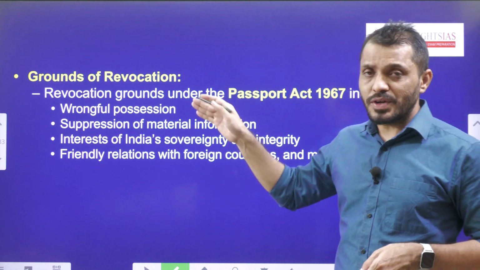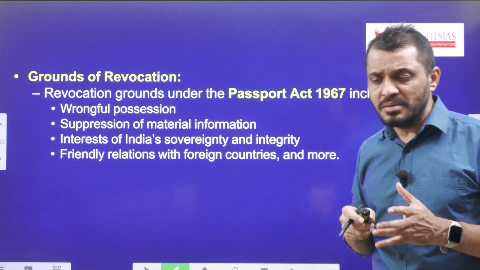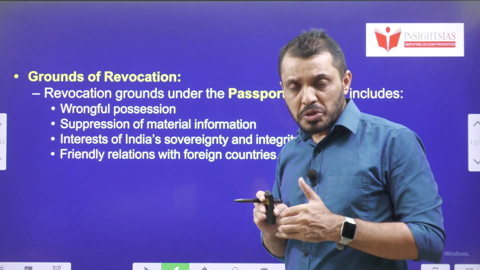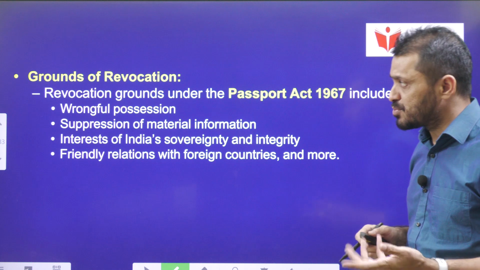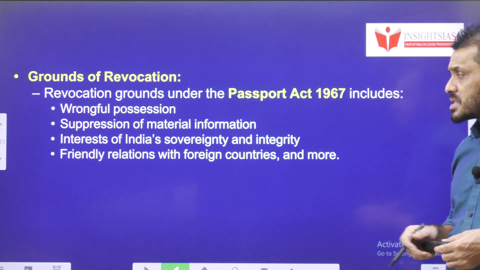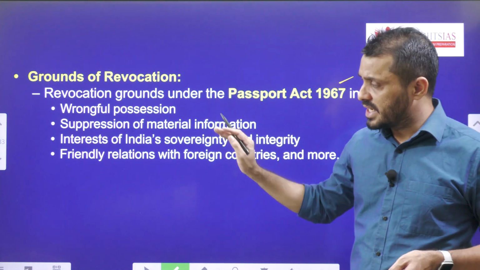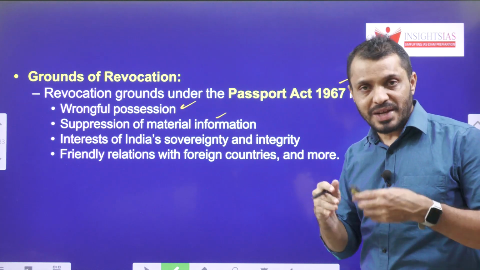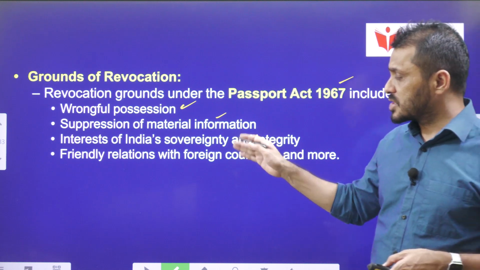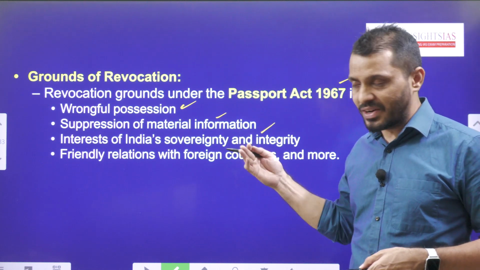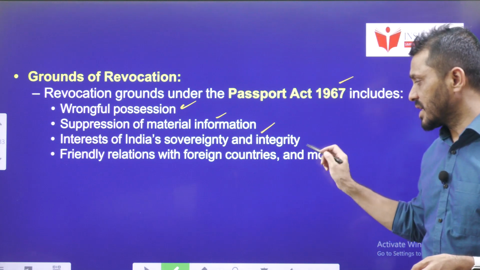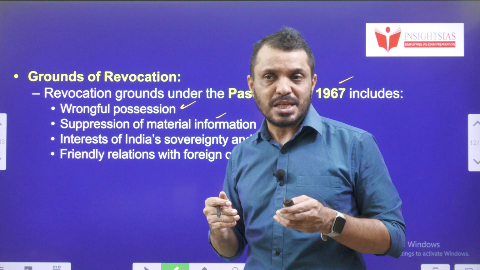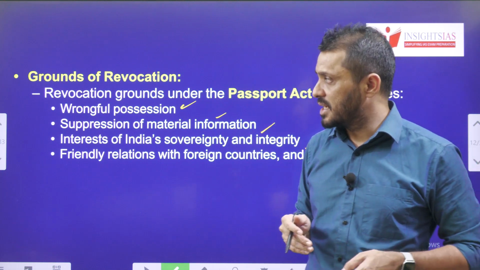Next, the grounds for revocation. Of course, there are demands that this person's diplomatic passport must be revoked. So under which condition will a particular person's passport be revoked? According to the Passports Act 1967, under the following conditions: wrongful possession, suppression of material information while applying for the passport, when the interest of India's sovereignty and integrity is violated, or friendly relations with foreign countries are affected. In these conditions, a particular person's diplomatic passport can be revoked. So that is the thing here.